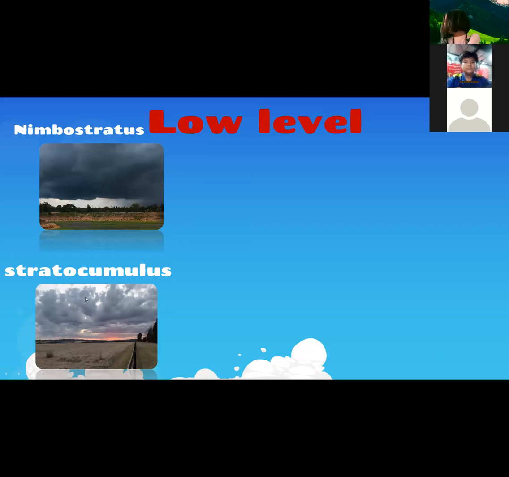For stratocumulus, these are low-level clumps or patches of cloud varying in color from bright white to dark gray. They are the most common clouds on Earth.